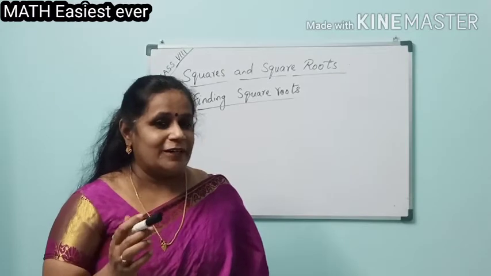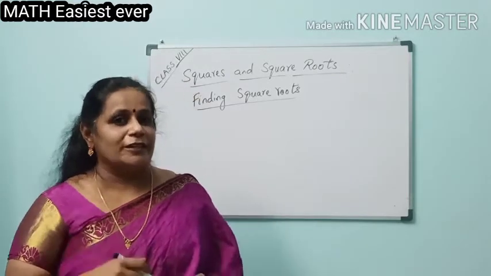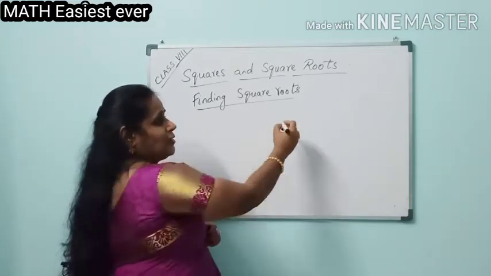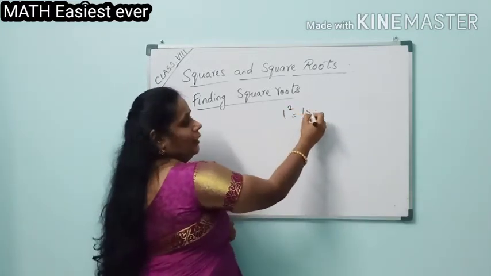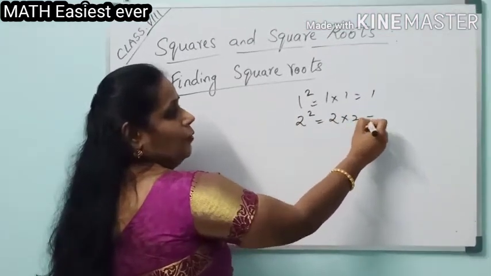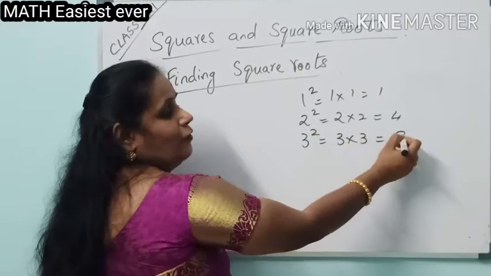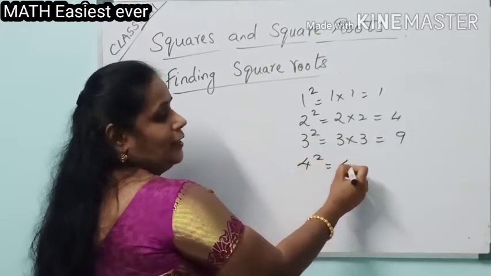What are square numbers? 1 square is 1 into 1, it's 1. 2 square is 2 into 2, it's 4. 3 square is 3 into 3, it's 9. 4 square is 4 into 4, it's 16.